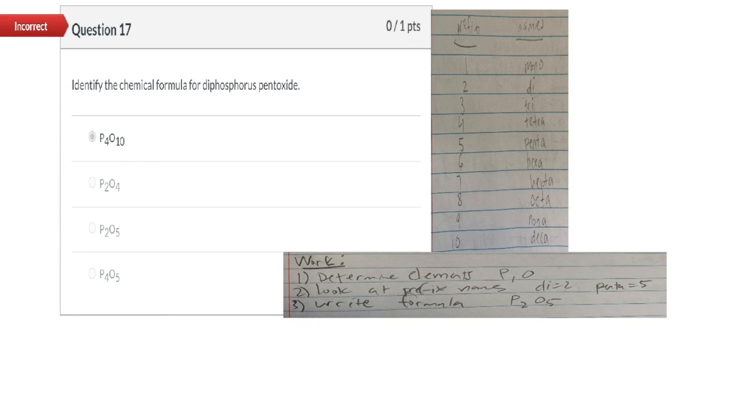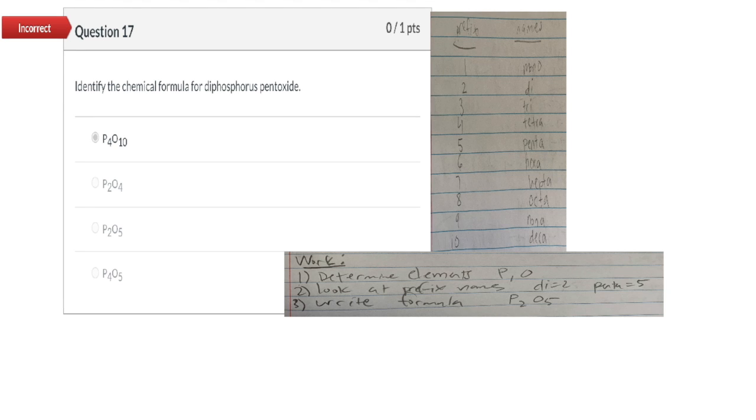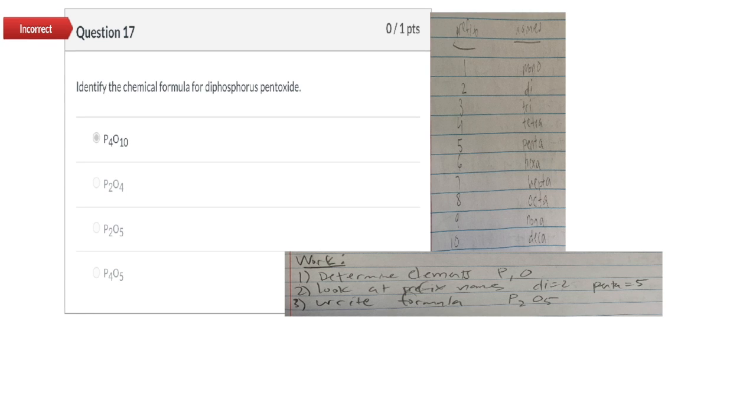So if you have diphosphorus, it just means that you have 2 phosphorus. So you just write P subscript 2, and pentaoxide means that you have 5 oxygen atoms. So you just write O subscript 5. So your formula will just be P2O5.